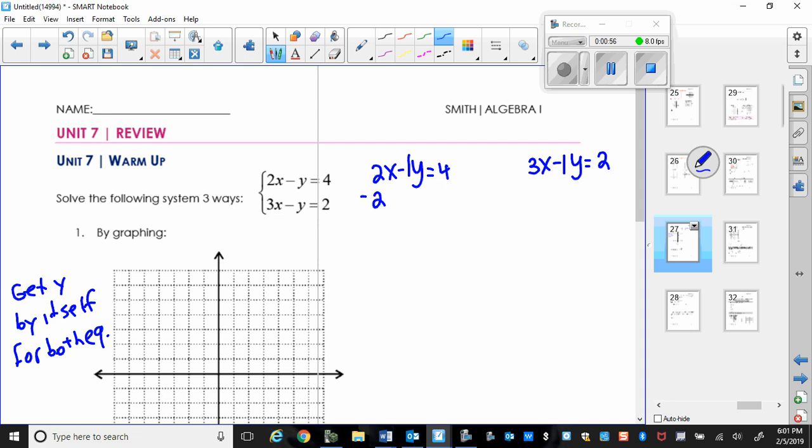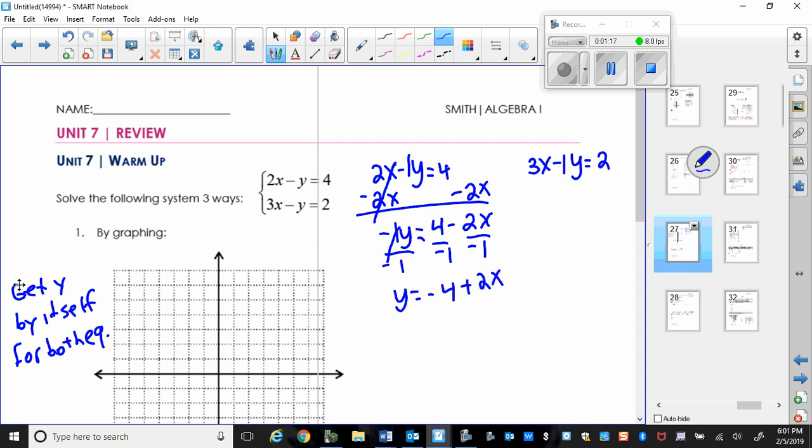The first step I take when I'm doing this is subtract my x term, right? This goes away, negative 1y comes down, equals 4 minus 2x. Next step, divide negative 1 from each term. So I get y equals negative 4 plus 2x.